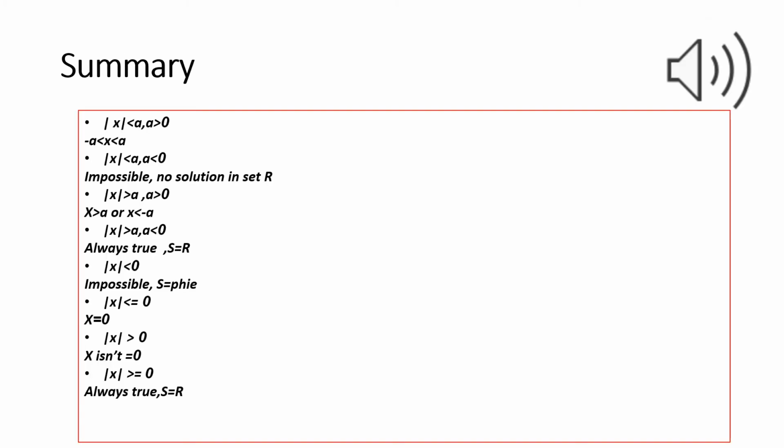So let's solve some examples. Absolute x greater than or equal to 4. Which rule does it look like? Absolute x greater than a, where a is positive. So absolute x greater than or equal to 4 has two roots: x greater than or equal to 4 or x less than or equal to minus 4.